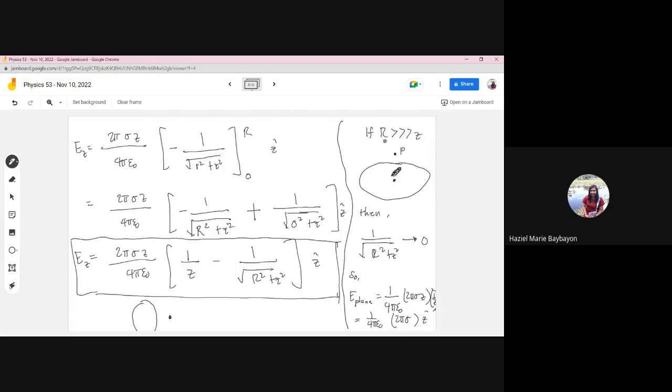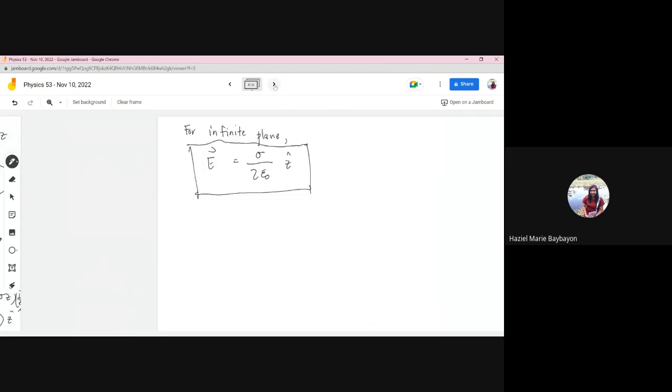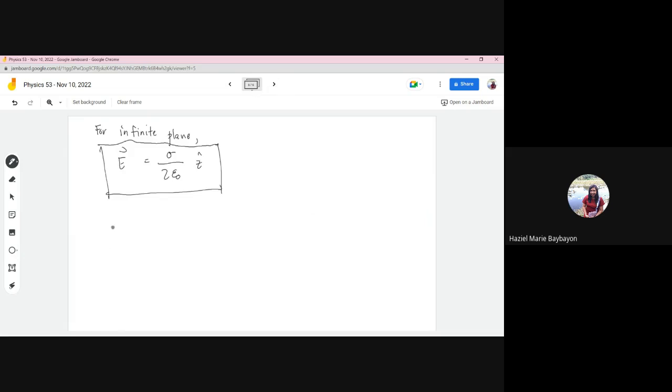Kung ang z is much greater than r, so layo kaayo ang imong point nga gina-consider. So kining imong infinite plane kay mura lang ni siya point charge. Okay? So ang imong electric field kay mo-reduce ra pud siya to that of a point charge. So if z is much greater than r, then the case will become like that of a point charge.